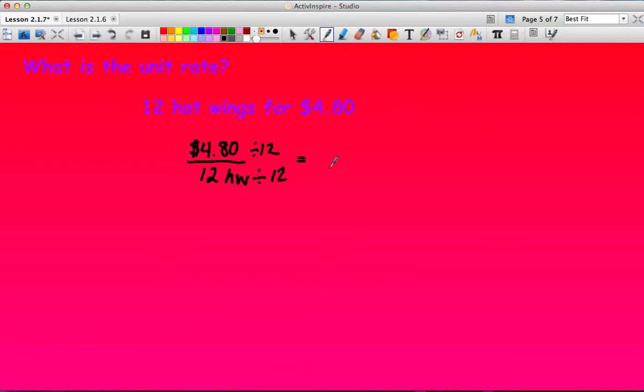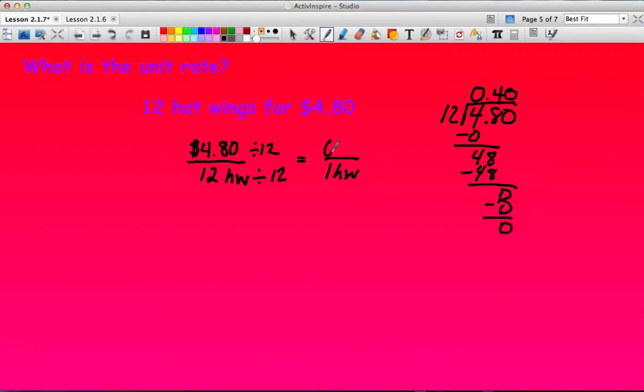In this case, I know on the bottom I'm going to get 1 hot wing. And then we can set up our long division over here on the side. Okay, so 12 doesn't go into 4. But it does go into 48 4 times. 12 goes into 0 times. So I know that it is 40 cents. My unit rate is 40 cents per hot wing.